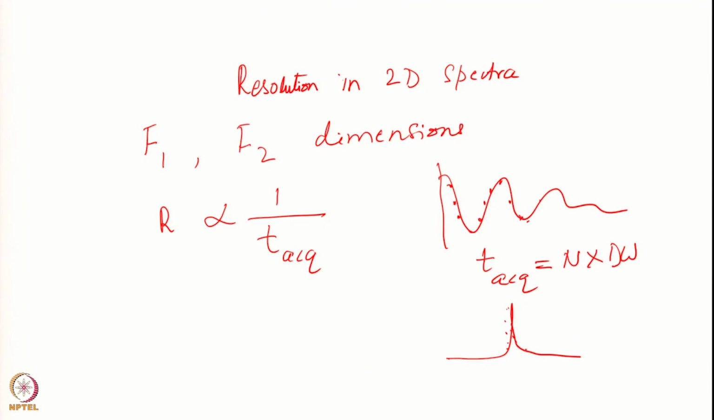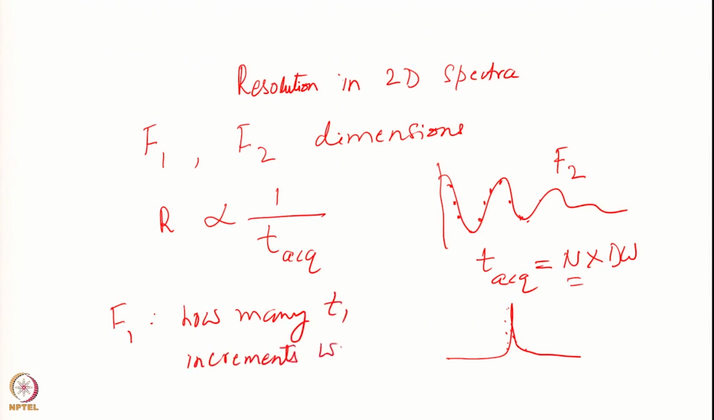In the case of the normal acquisition, the one dimensional spectrum, or even in 2D, when you collect the FID, it is simply the number of data points you collect. Therefore, it is very easy to increase this resolution by increasing the number of data points. This is for the F2 dimension. Now, for the F1 dimension, it will depend upon how many T1 increments we collect.